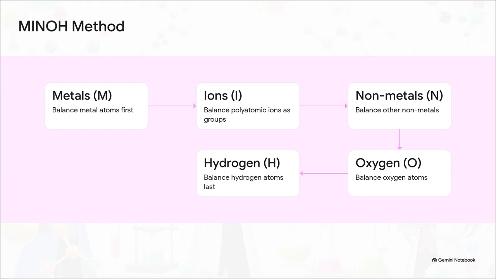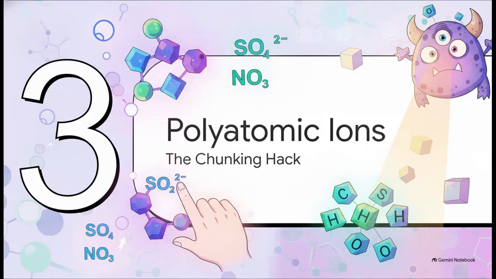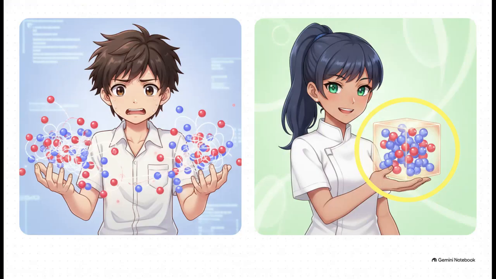So the pro tip here is to balance the rare elements first and just let the common ones fall into place at the end. Section 3, polyatomic ion groups and the chunking hack. Okay. When we start dealing with complex double replacement reactions, I'm talking about things involving phosphates or nitrates, the equations can look absolutely terrifying. But think about the contrast in how you can approach this.